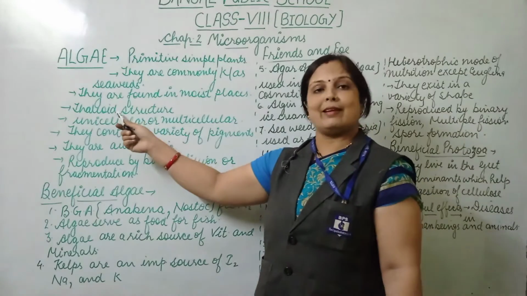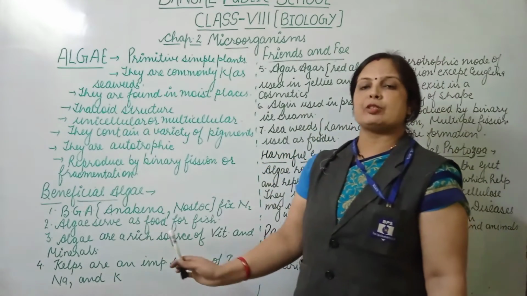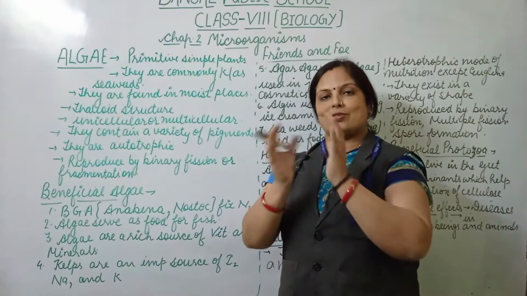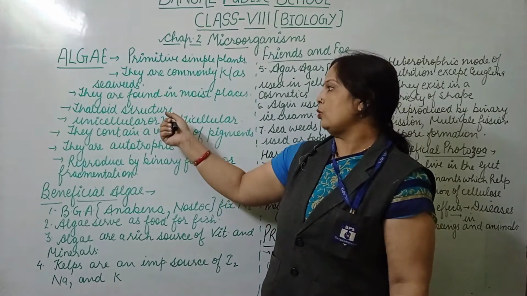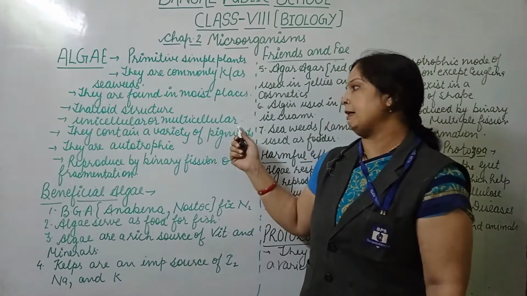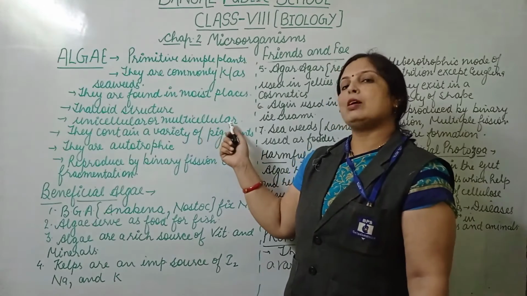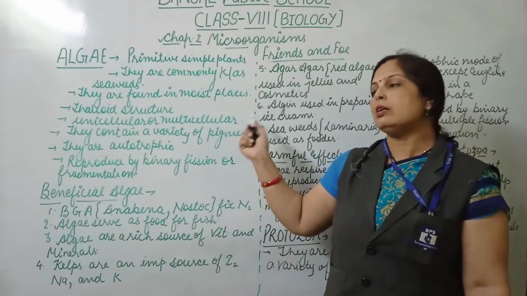Their structure is thallus-like. That means there is no stem, roots or leaf present. So that's why their structure is thallus-like, and this is known as thalloid structure. They may be unicellular or multicellular. Unicellular means consisting of only a single cell, and multicellular means consisting of many cells.